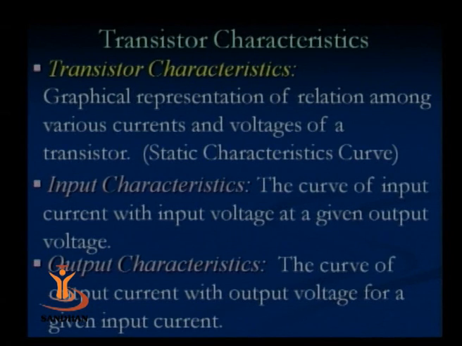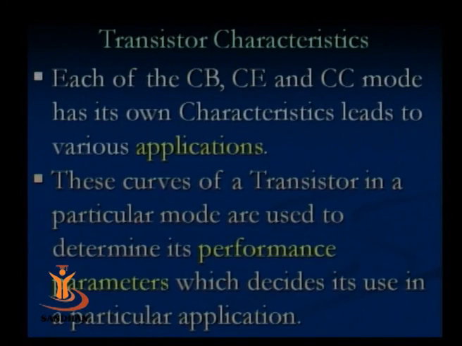Likewise, output characteristics. Now if you think logically, then again you can answer what is the meaning of output characteristics. It is a curve of output current with output voltage, now at a constant input. But mind well, at this time we are keeping the input current constant. In the earlier case, in the input characteristics, it was the output voltage which was kept constant. So input characteristics and output characteristics are defined in this way.